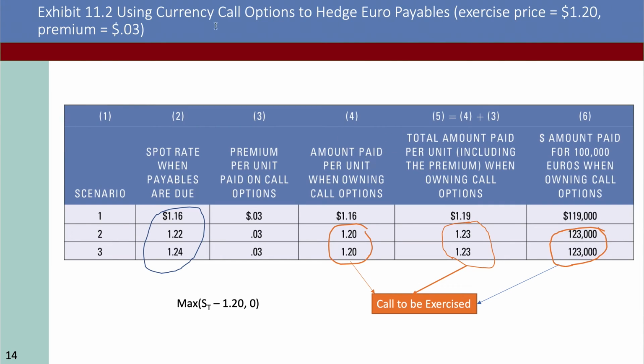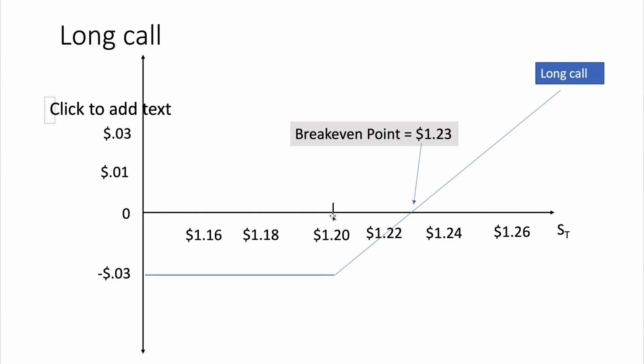So if the price is less than 1.2, you walk away. For example, 1.16, you walk away. Let the option expire. If, on the other hand, the spot price is above 1.2, let's say 1.26, you exercise it. You will exercise when it's higher than the exercise price. So here is the X, the exercise price or strike price.